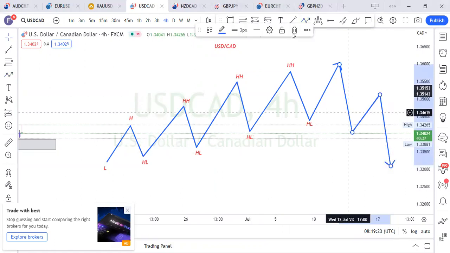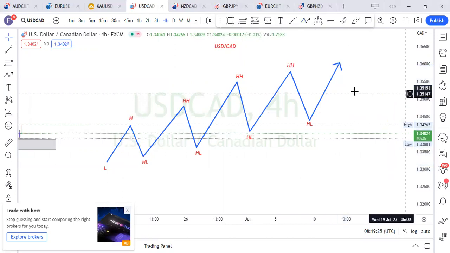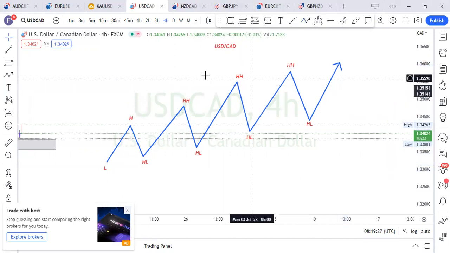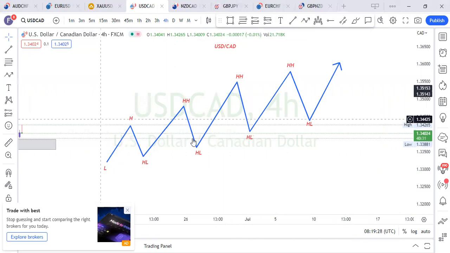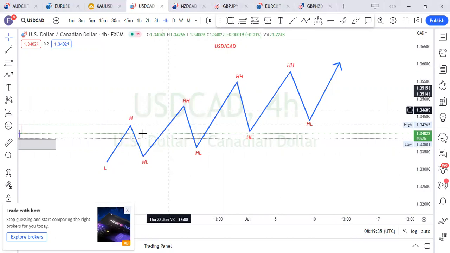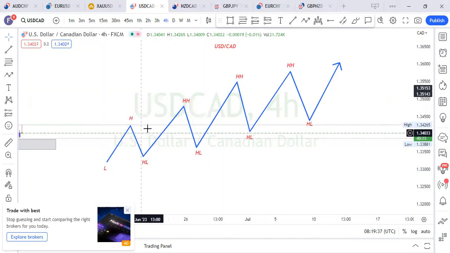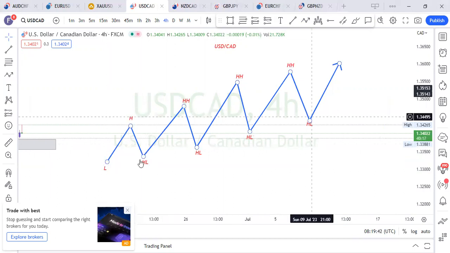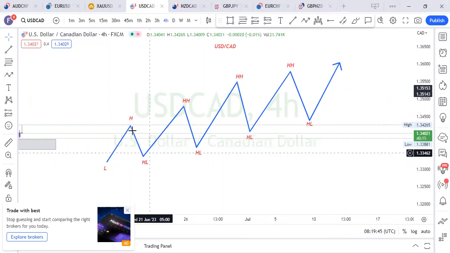But for now, just understand what an uptrend is said to be. An uptrend consists of higher highs and higher lows. An uptrend is an uptrend when the market continually takes out the previous high and respects the previous low. You can see that from this level to this level, the market respected all the lows and took out all the highs.